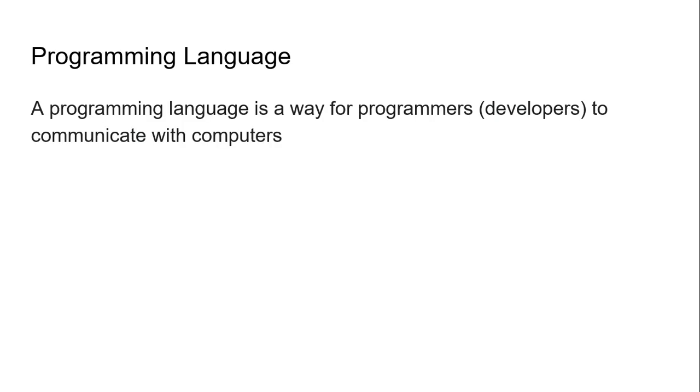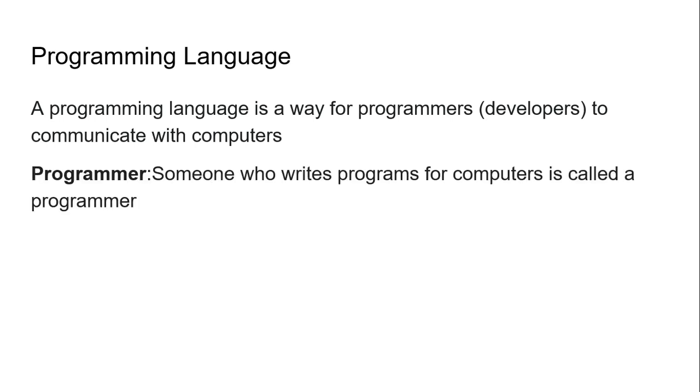You can see the definition of the programming language. A programming language is a way for a programmer, or you can say a developer, to communicate with the computer. Who is a programmer? The programmer is you. If you are learning the programming language from here, then after completion of this series, you will be a programmer. The one who writes programs for the computer is called a programmer.